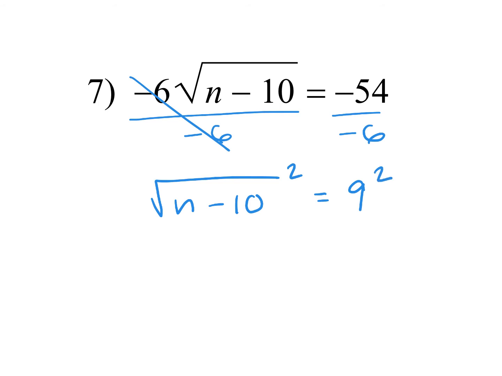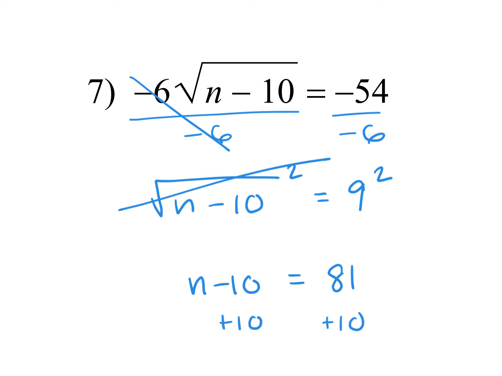Square both sides. So it cancels out on the left. What are we left with on the left side of our equation? N minus 10. Everything on the inside. And then what happens to the right side of our equation? 81. Perfect. What should we do next? Add 10. So what's n equal to?